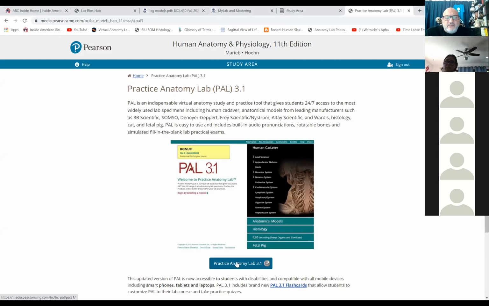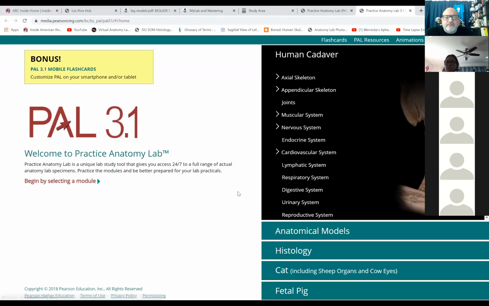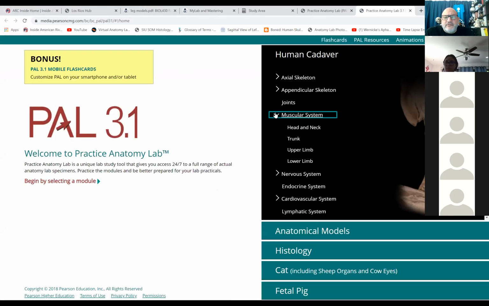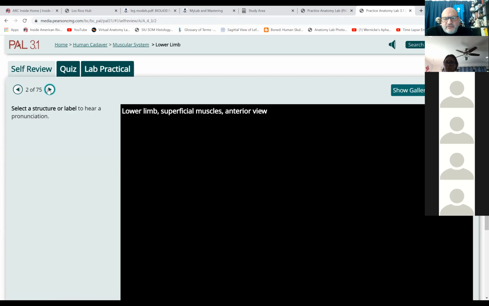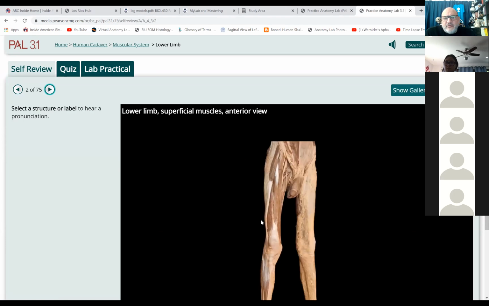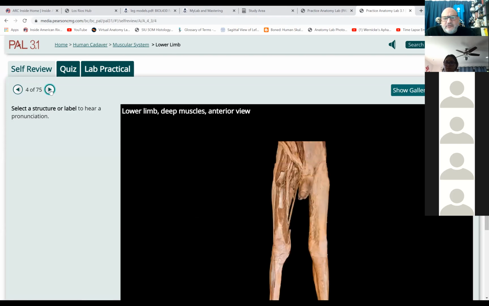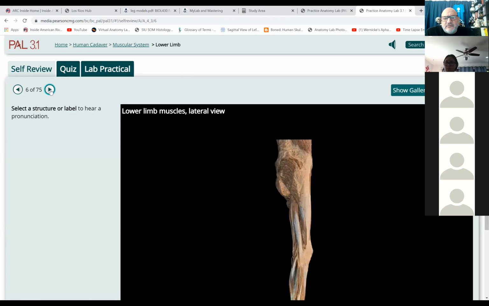Practice anatomy lab, cadaver, muscular system, lower limb. Yeah, here we go. Notice this connective tissue sheath that wraps around the whole thing. I wonder if we have a better picture. Well, here we see the side where it's been removed, and here we see the side where it's still intact. Let's open for an up close view. Those are two pretty good ones.